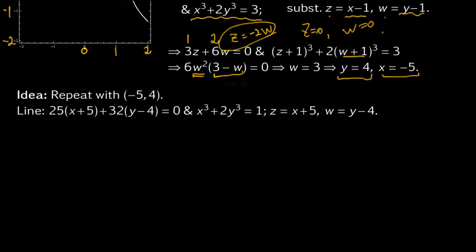So here we're going to repeat the idea for the newly found point -5, 4. You go back to the tangent line formula and plug in these values and get this tangent line in here, and it's the same cubic written, and we rewrite this entire thing in terms of z and w. It's simpler and easier to see how the multiple zeros kick in.